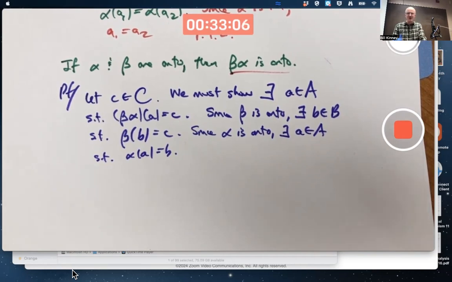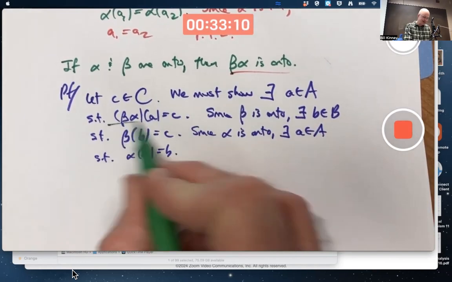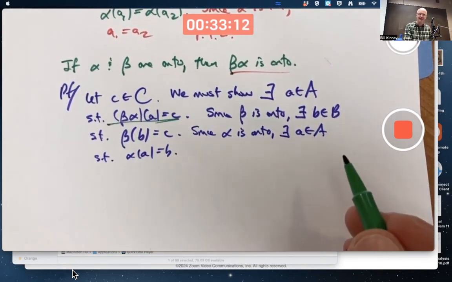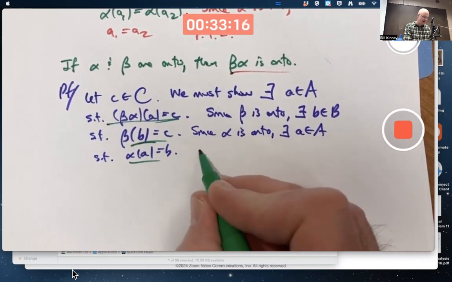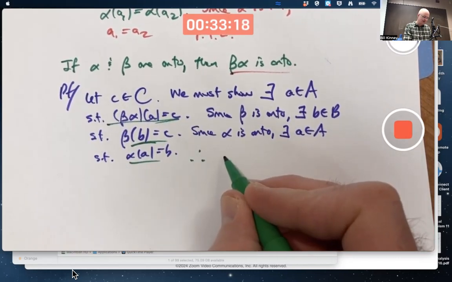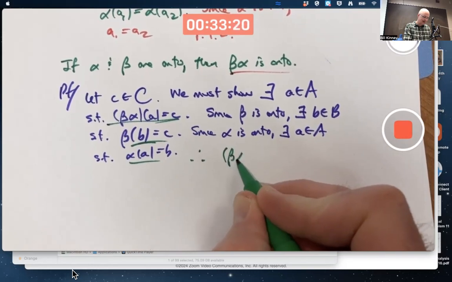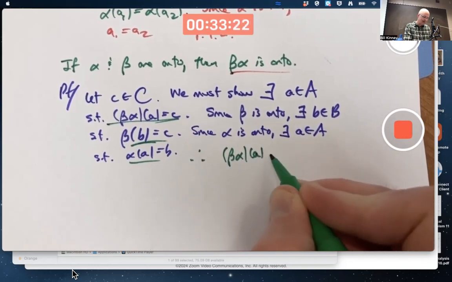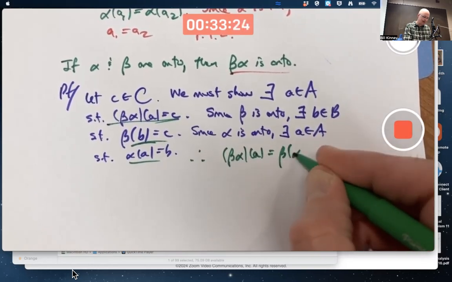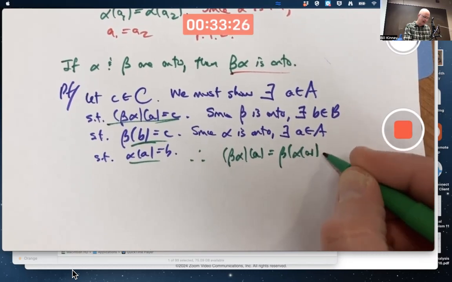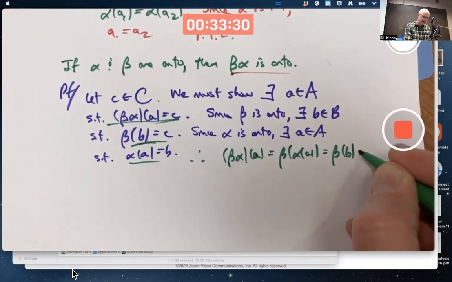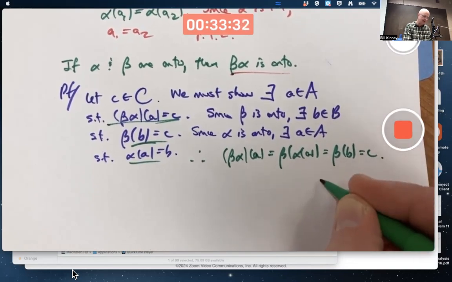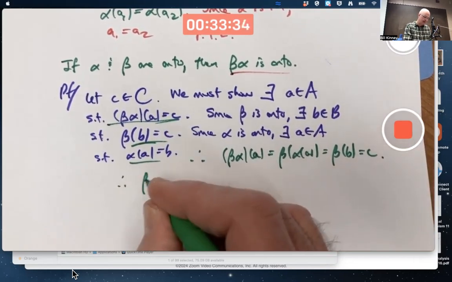Basically, but we really should write a little bit more. We're trying to show that equation is true. What's going to follow from these two equations? Therefore, beta alpha of A, by definition, is beta of alpha of A. Alpha of A is B, and beta of B is C. Done. Therefore, beta alpha is onto.